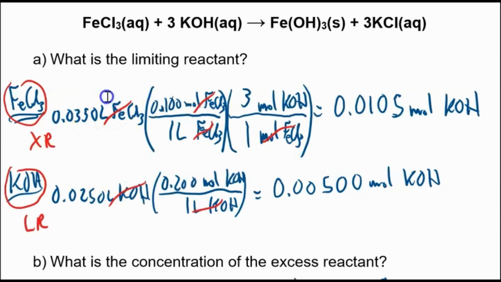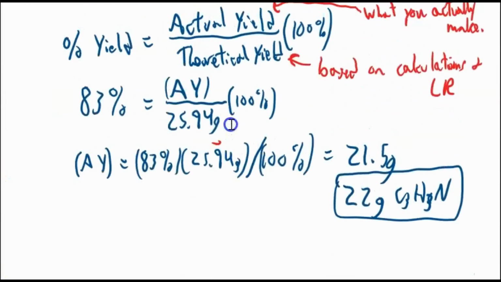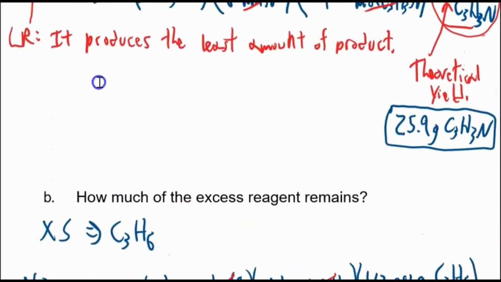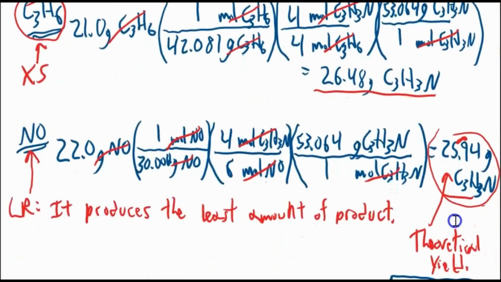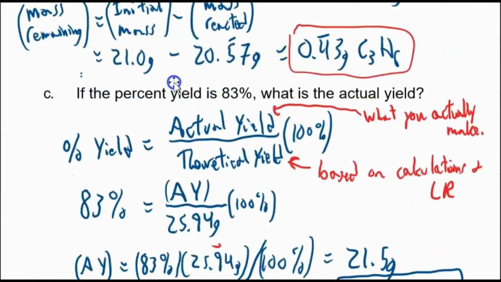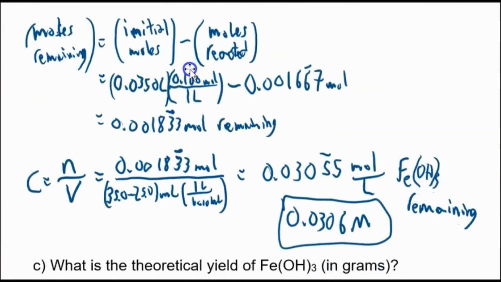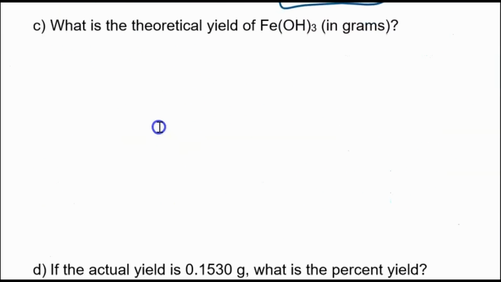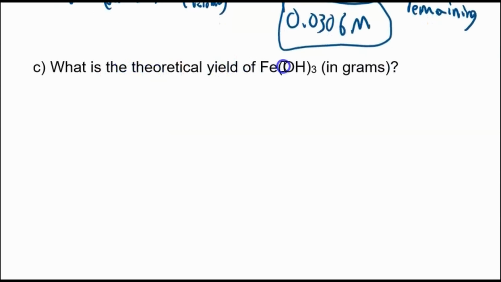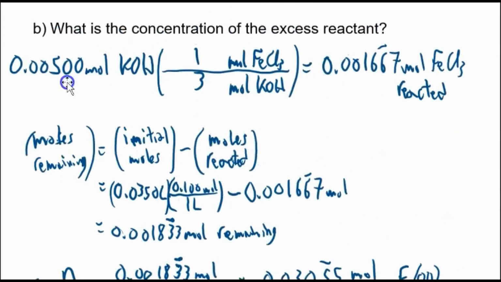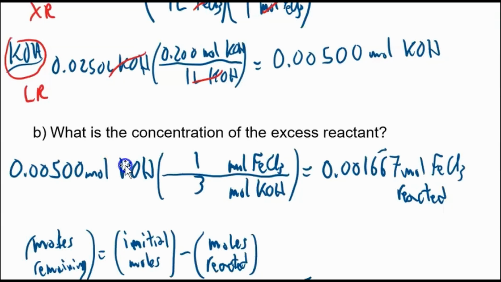But if we determine which one is the limiting reactant the other way, like I first did in part A, the one that produces the least amount of product, then we get the theoretical yield right away. That's why I prefer this method in determining the limiting reactant, because you also get the theoretical yield at the same time. It's kind of like a 2-in-1, but it doesn't really save too much time, but I do like that 2-in-1 the best. So the theoretical yield is based on the limiting reactant, which was KOH.